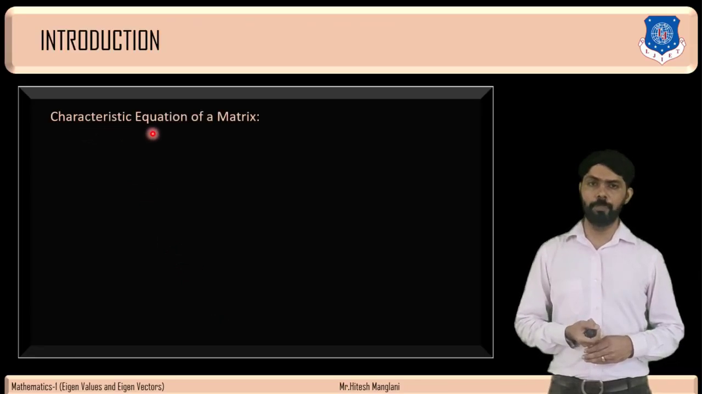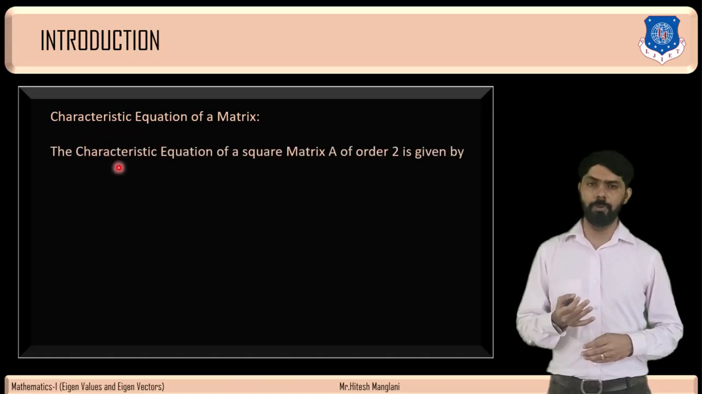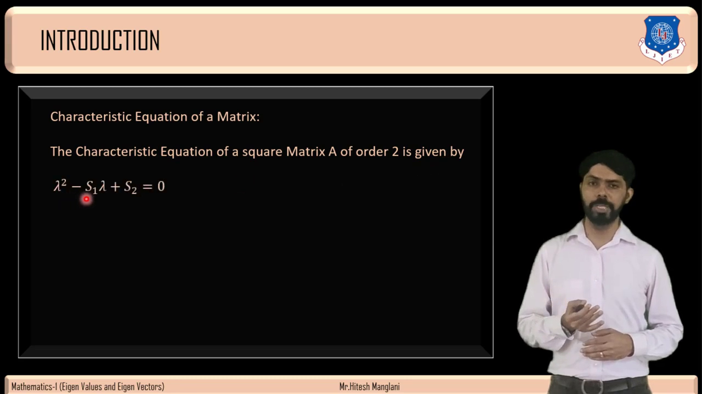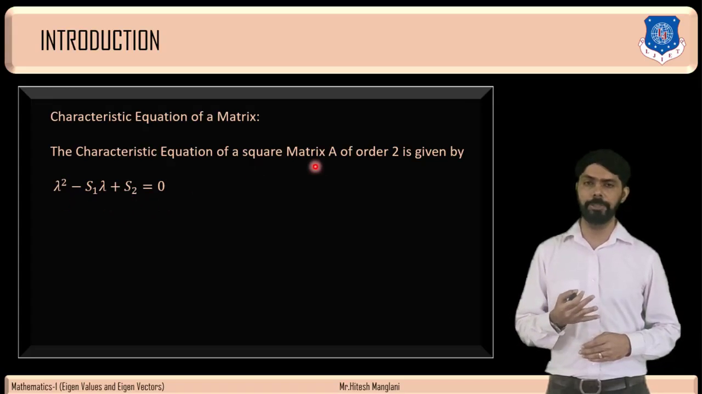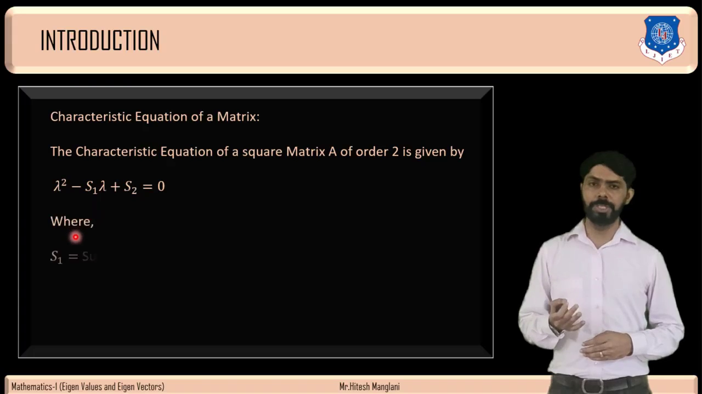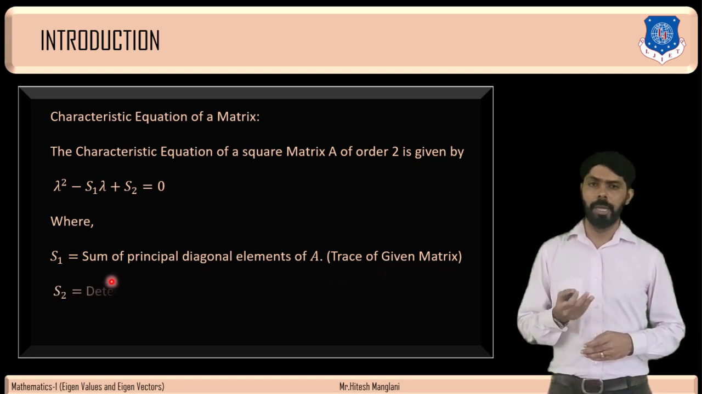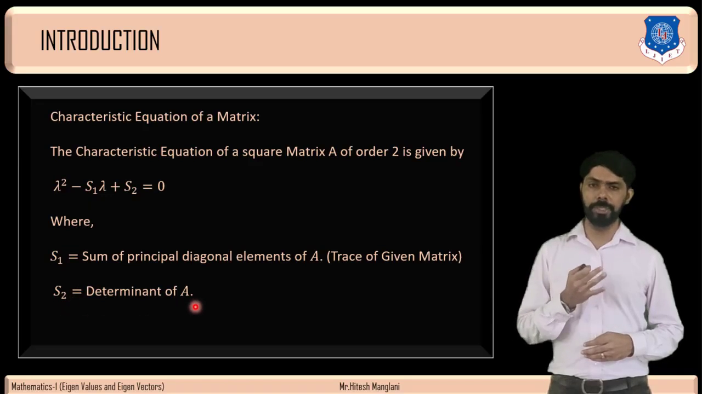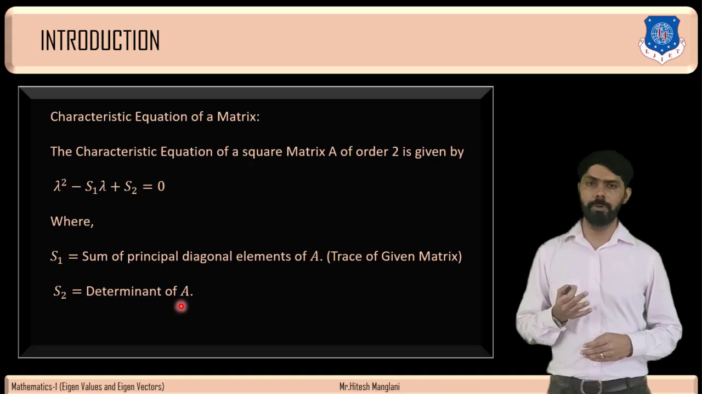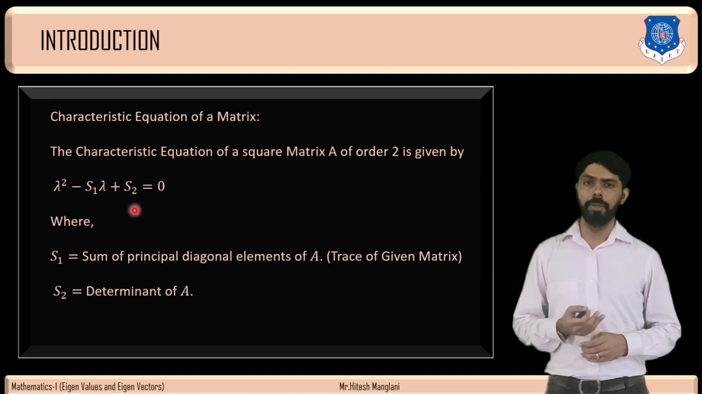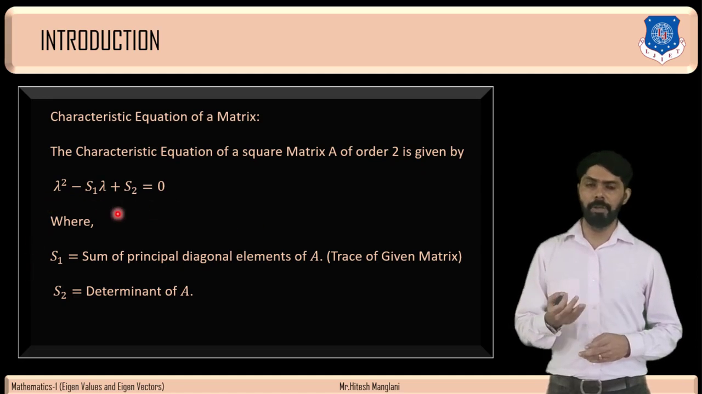Now the characteristic equation of a matrix. The characteristic equation of a square matrix A of order 2 is given by lambda square minus s1 lambda plus s2 is equal to 0, where s1 is equal to the sum of principal diagonal elements of A, which is also called the trace of the matrix, and s2 is equal to the determinant of matrix A. This is how we can find the characteristic equation of a square matrix A of order 2, and using that we can find the eigenvalues of matrix A.